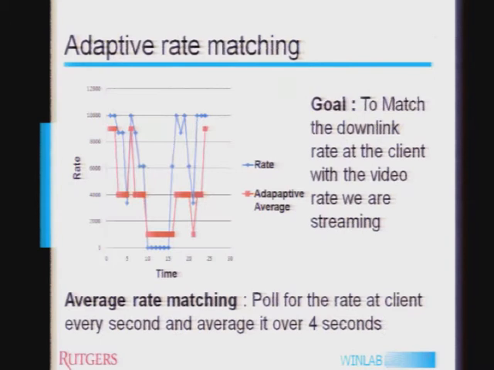And I implemented a simple adaptive rate matching mechanism where I poll the rate at the client every second and average it over 4 seconds. So the goal of this was to match the downlink rate at the client with the video rate we decide to stream. And this is the rate at the client that was recorded, and this is the rate we predict.